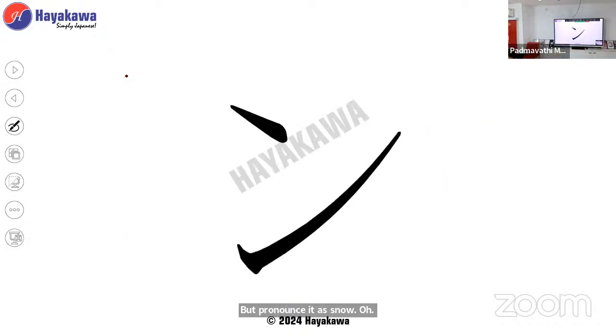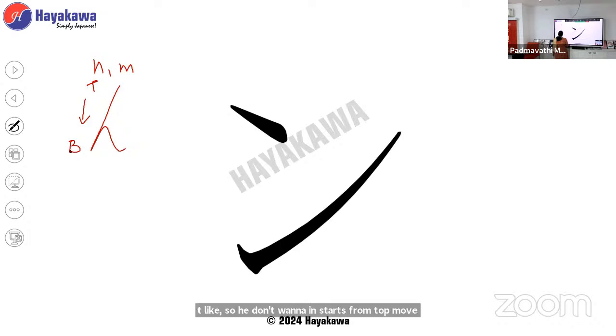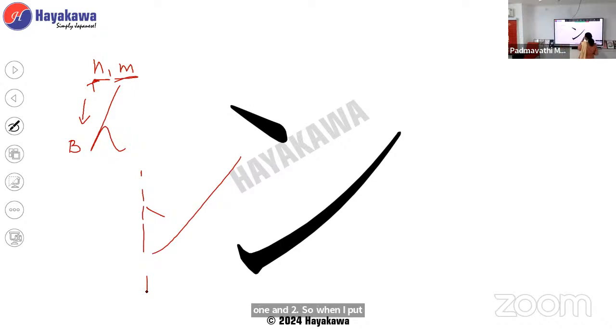Finally, this n is similar to so. Here you can use it for two sounds, n and n. We will compare it with the hiragana. Hiragana n starts from top and moves towards the bottom line. So it's going to be 2 strokes for the n sound. So 1 and 2. When I put a vertical line, in that case it is going to be a different letter.